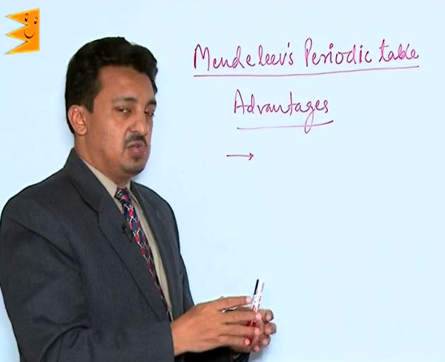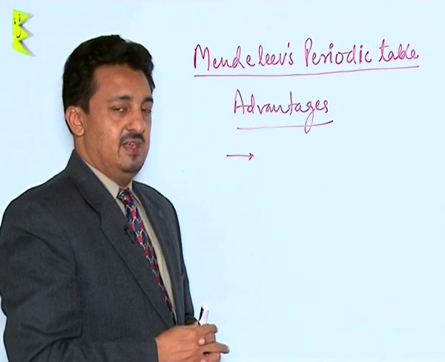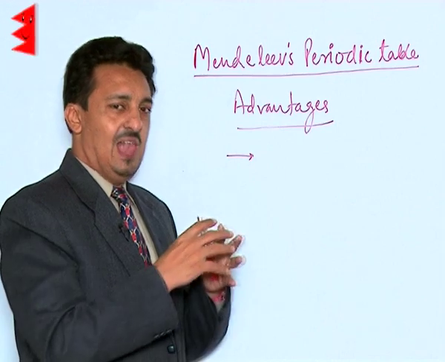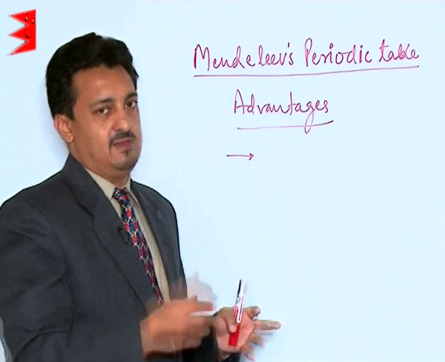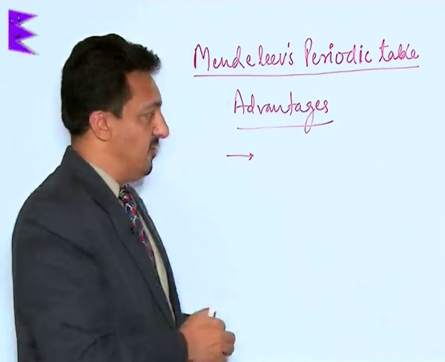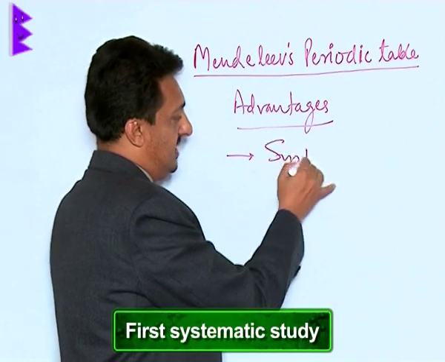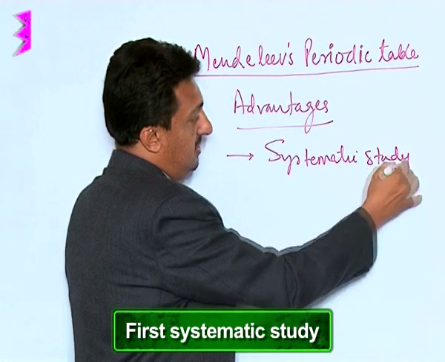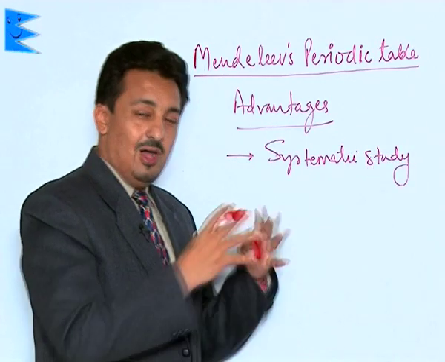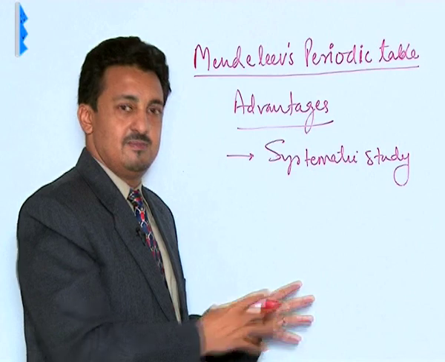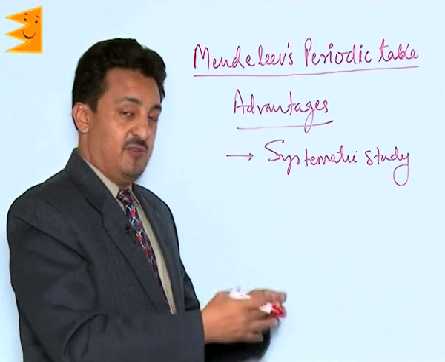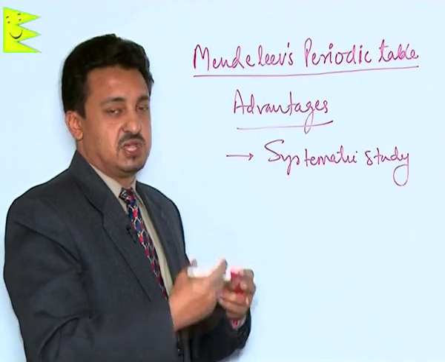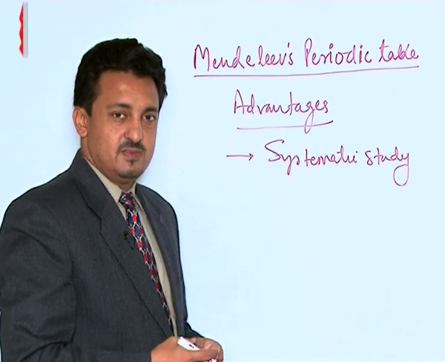The other advantage of Mendeleev's periodic table is that it was the first systematic study based on the elaborate study of the physical and chemical properties of the elements. It was the first systematic study including almost all the elements which were known by that time, and in fact he developed a scope for the discovery of other elements also.